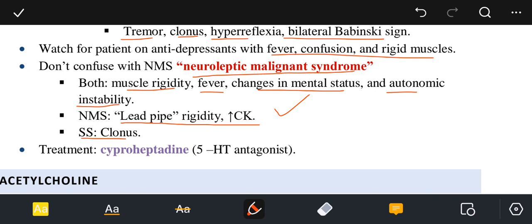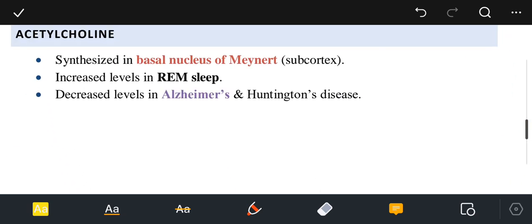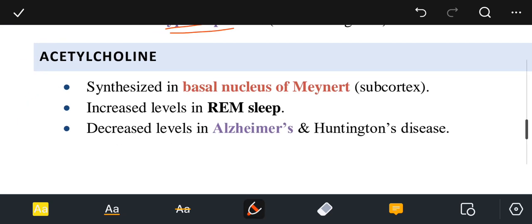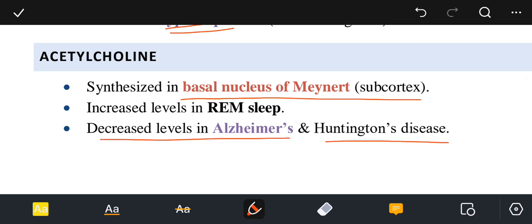The treatment is with cyproheptadine, that is a serotonin antagonist. Then acetylcholine, it is synthesized in the basal nucleus of Meynert in the subcortex. It is decreased in Alzheimer's disease and Huntington disease. Another neurotransmitter that is decreased in Huntington disease is GABA. We have just studied about that a few minutes ago. And the acetylcholine level is decreased in Alzheimer's disease.